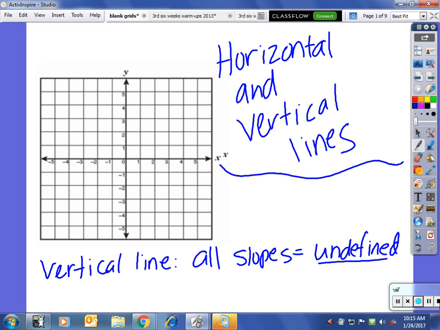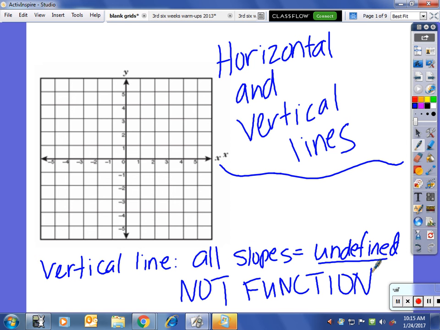It's the only kind of line that is not a function, because it fails the vertical line test. It fails its own test. You need to be writing this down. So they're not functions. Their slopes are undefined. And they do have equations, it's a relation. All relations can be written like an equation.